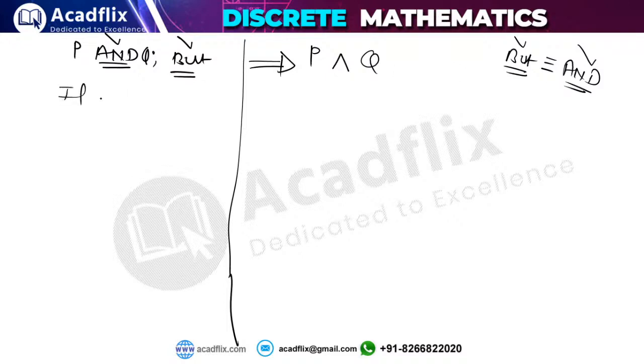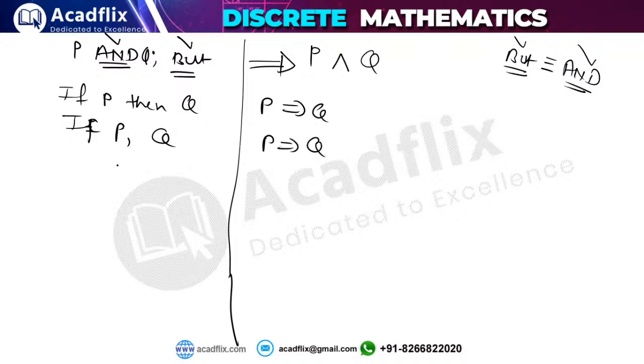whenever we have this kind of statement, if P then Q, this you already know. This will be P implies Q. Also, sometimes we remove this then. What will we get? We will get this, if P comma Q. So this then can be replaced by a comma also. So this is also P implies Q.